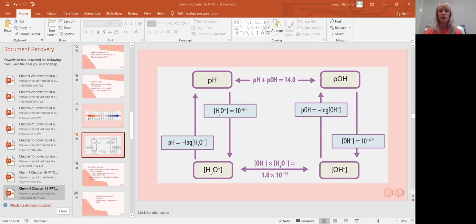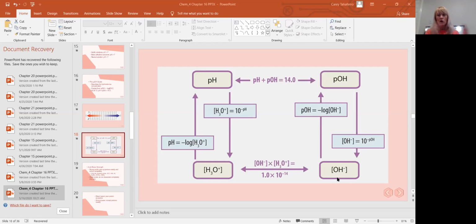You can work backwards. If you're given a pH or a pOH and you want to find the hydronium ion concentration or the hydroxide ion concentration, you do the inverse operation to the negative log function, which is take the base 10 and raise it to the negative. If you have pH, you take it to the negative pH and you get the hydronium ion concentration. Or if you're given pOH, you take the base 10 and raise it to the negative pOH, and that gives you the hydroxide ion concentration.